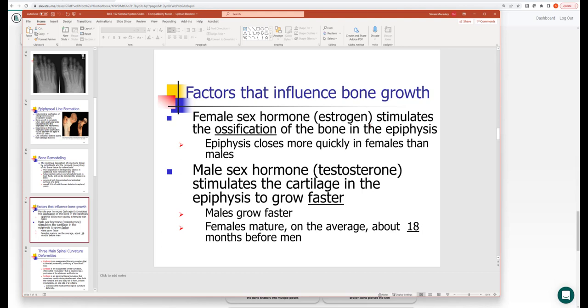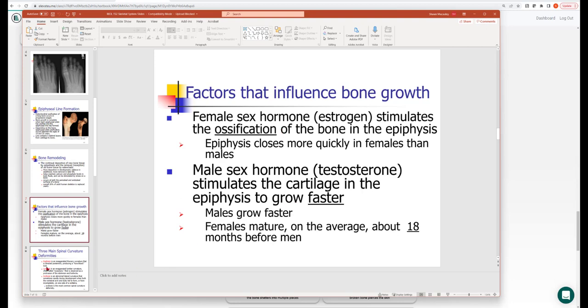Whereas, guys, testosterone actually stimulates the cartilage in the growth plate to grow faster. So this is why the guys get that growth spurt, and while they continue to grow longer or elongate later in life than do women. So I think that's an interesting little fact.